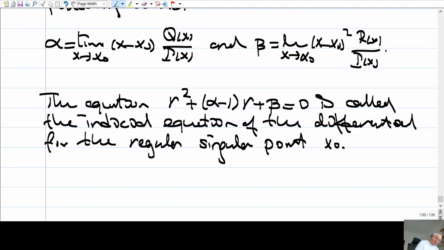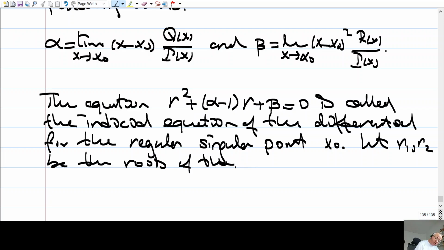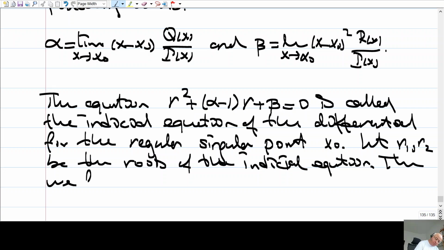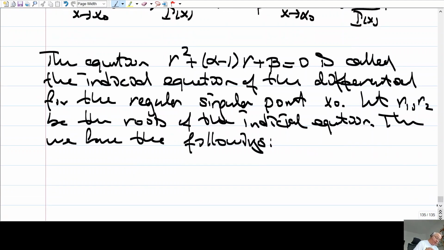So, let R1, R2 be the roots of the indicial equation. Then we have the following. The first case is this.